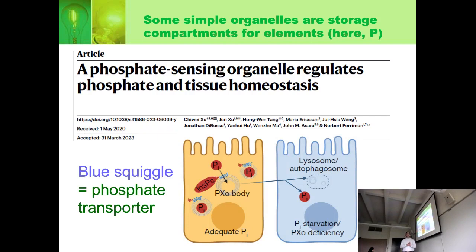So there's a couple of cool organelles. There's actually a lot of organelles, and it seems like they're always finding new ones. This is an interesting paper that just came out, accepted 31 March 2023. But what do you notice about when it was received? What do you conclude if you have received in May 2020 and accepted in March 2023, 3 years later? What does that say about this paper?